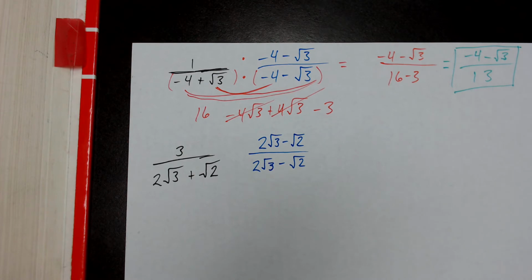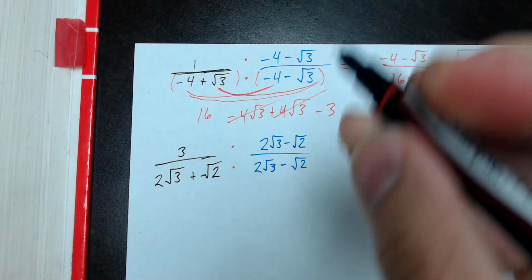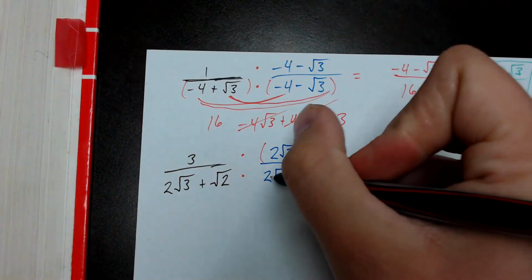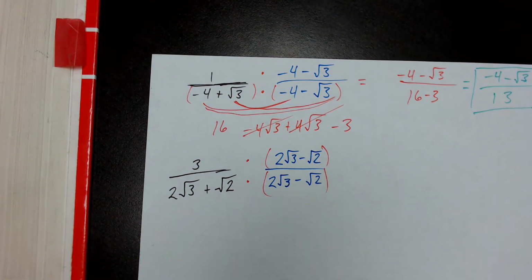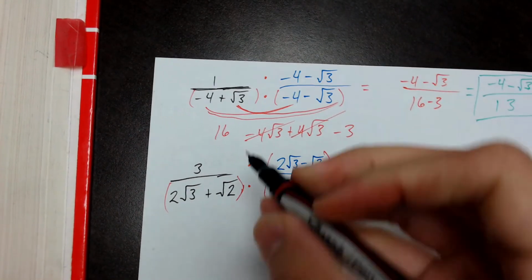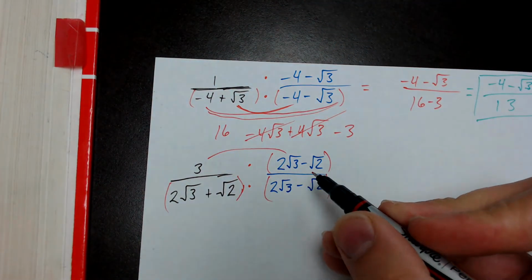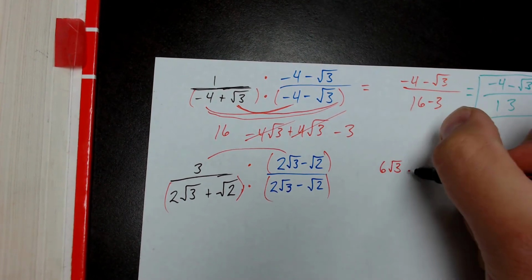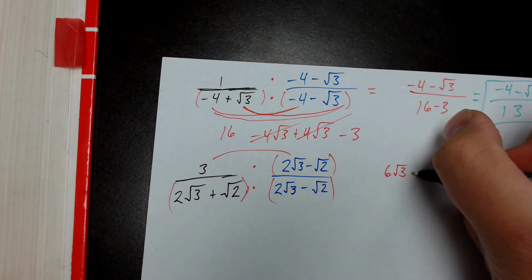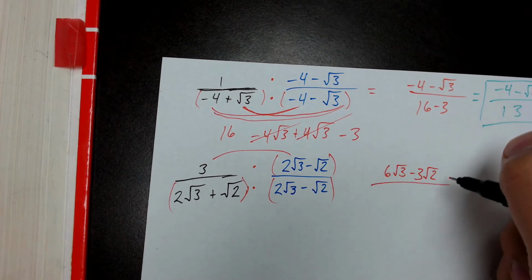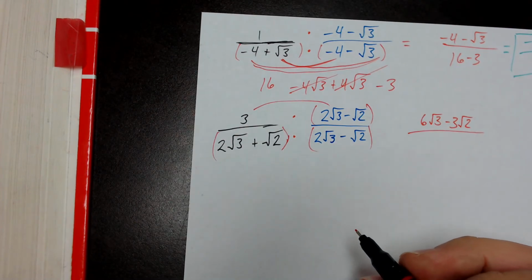Now we'll see that our numerator is a little more complex than before, as we have to distribute this 3 into both of these terms. So we'll go ahead and do that first before we start doing any FOILing. 3 times 2 root 3 is going to give me 6 root 3. And then 3 times negative root 2 gives me -3 root 2. So the numerator is done, now we just have to FOIL the denominator.